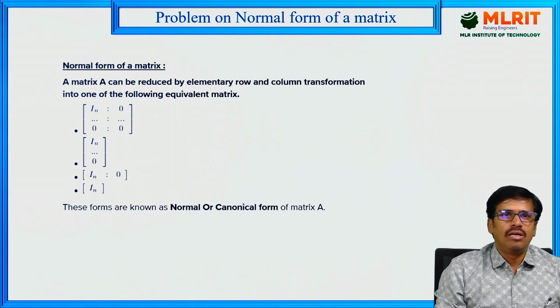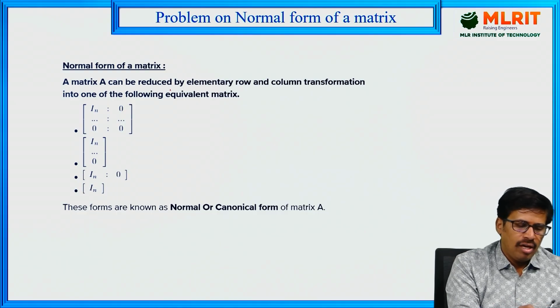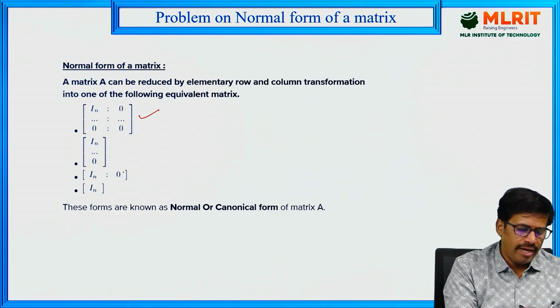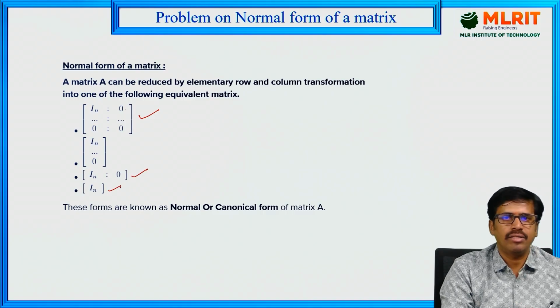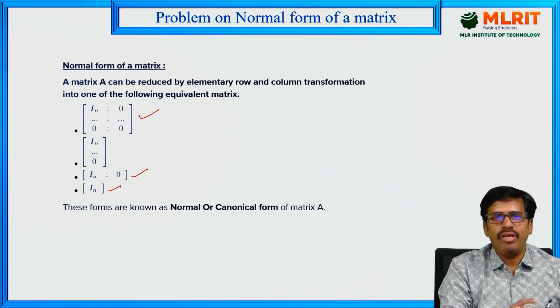Next, normal form of a matrix. Normal form can be represented as the identity matrix I_n, or identity matrix with zeros, in any one of these 4 forms. In normal form, we apply row operations as well as column operations, whereas in echelon form we apply only elementary row transformations. In normal form we use both row operations as well as column operations.